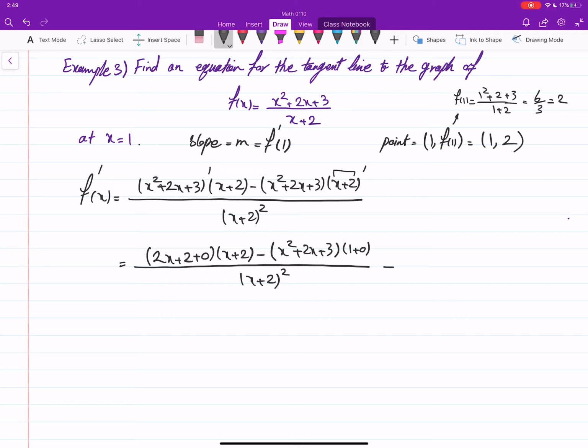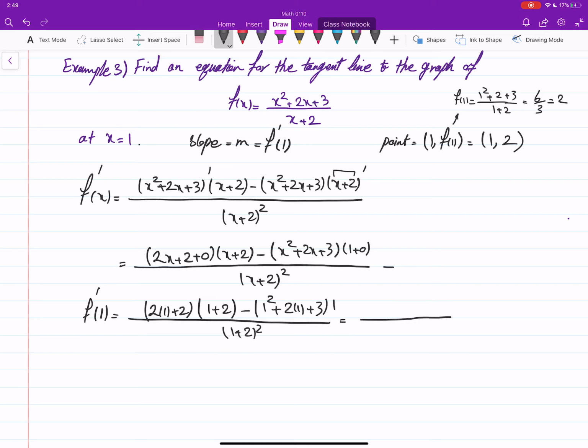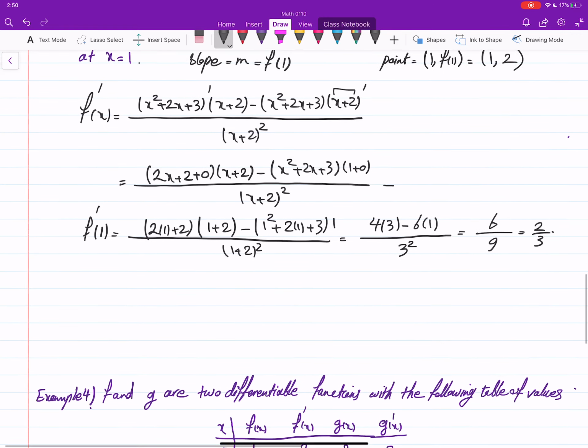Now plug in 1 for x. What we get is 2 times 1 plus 2, times 1 plus 2, minus 1 squared plus 2 times 1 plus 3, times 1, over 1 plus 2 squared. This gives us 4 times 3 minus 6 times 1, over 3 squared. That is 12 minus 6, 6 over 9, which is 2 over 3. We found m.